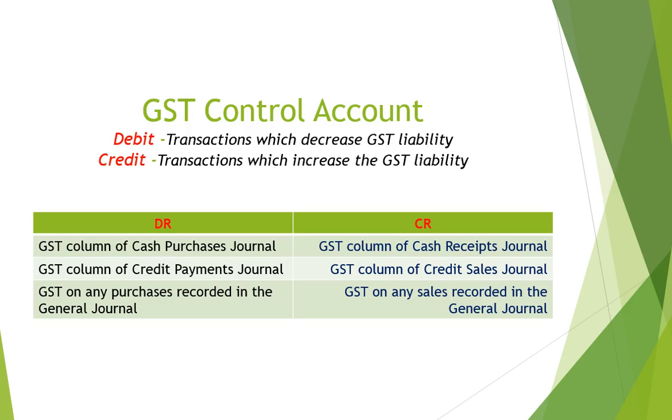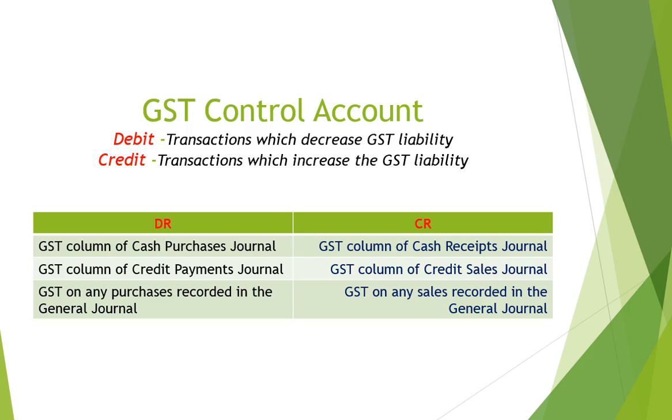Here we go. This is what our GST control account looks like. Debit transactions are those which decrease the GST liability. Credit transactions are those which increase the GST liability. So as you'll see on our debit side, the GST column of our cash purchases journal, the GST column of our credit payments journal, and the GST on any purchases recorded in the general journal. Purchases recorded in the general journal would be things like non-current assets.